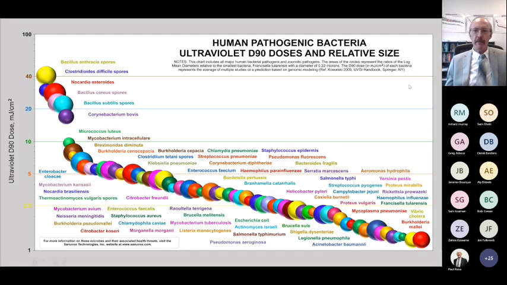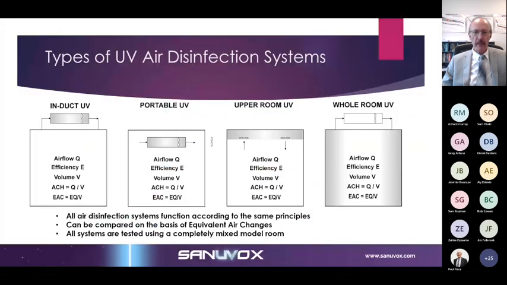Here's another chart of bacteria. In bacteria, most of the bacteria tend to cluster below a D90 dose of 10 millijoules per square centimeter. That means a dose of 10 millijoules per square centimeter will effectively eradicate most of your viruses. The ones that cannot be eradicated easily are often the spores. But as I will show later, it makes more sense to remove spores with a filter than with UV. Both of these previous posters are available from Sanuvox on request.